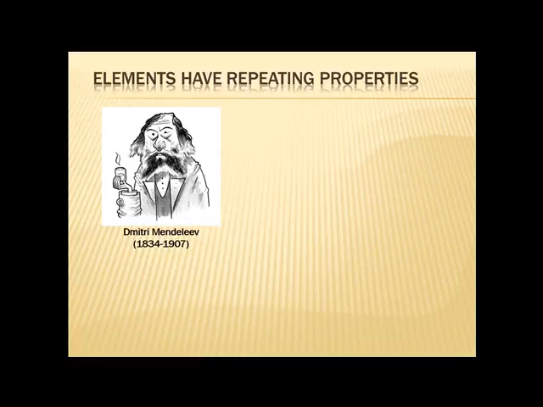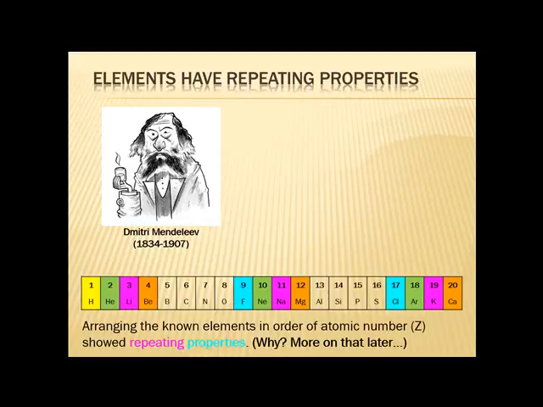He was a Russian chemist who taught organic chemistry at a university in Russia, and he was trying to come up with basically a mnemonic device. There were a certain number of known elements, and he wanted his students to be able to memorize them all. And so he started making a list. He listed the known elements in order of their mass at the time, but we found out later that the atomic number Z, which we'll get into later, shows repeating properties.